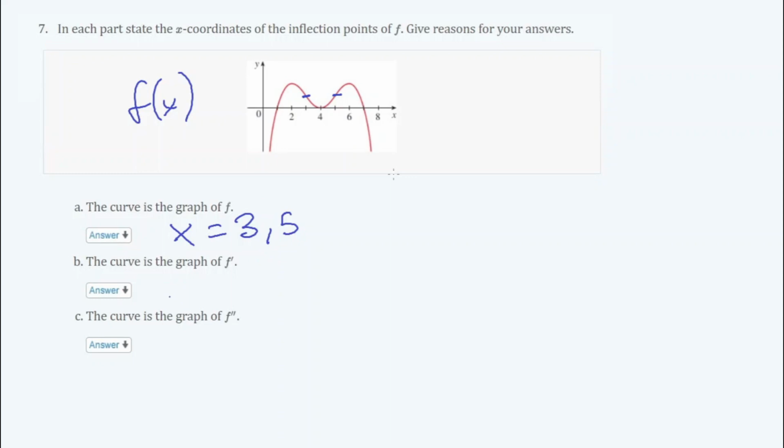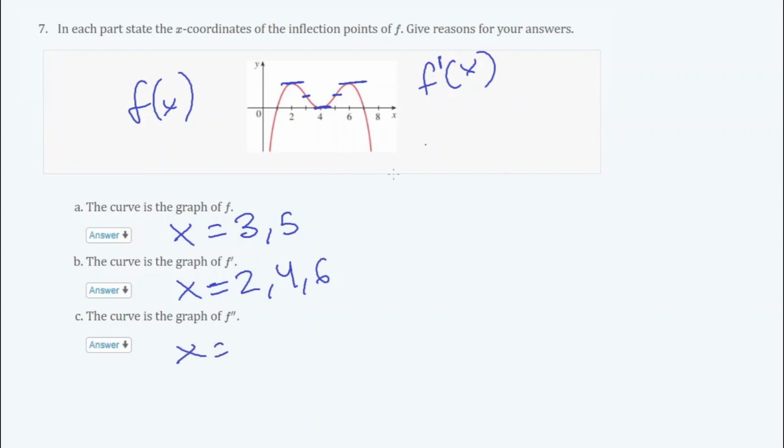And now for f prime, in order to find out when the concavity changes, or the inflection point, of f prime, we have to look at the minimum and maximum values of the function. So this would be like an f prime graph here. The minimum and maximum values, basically what that tells us when it reaches a minimum and maximum, is that f double prime has reached 0 and it's changing sign, from positive to negative. So in this case, our inflection points would be x equals 2, 4, and 6.